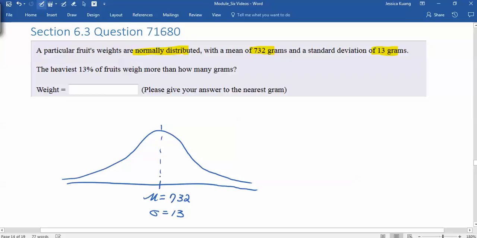And here's the mean. And we know that if the weight is less than the mean, we will say this is lighter than the mean. And on the right hand side, the fruit's weight should be heavier than the mean. And the heaviest 13% should be all the way to the right hand side. So let me go ahead and spell it out. This is the heaviest 13%, which converted to decimal is 0.13.